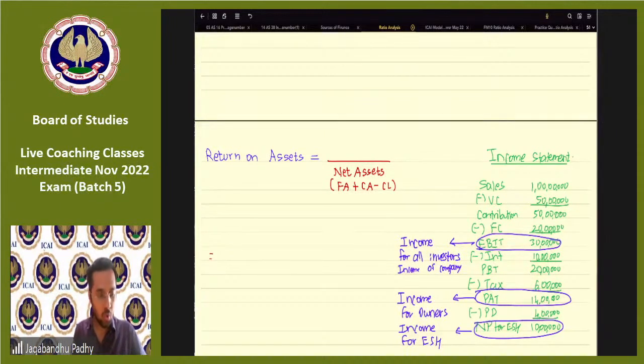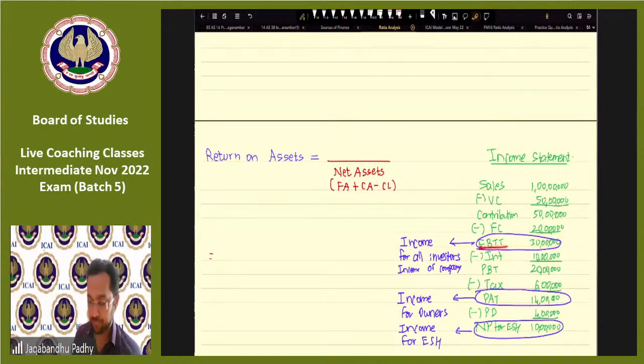Now, what is the return that the company is generating on this investment? We have net assets on this. On the total investment that the company has made, what is the return that the company is earning?